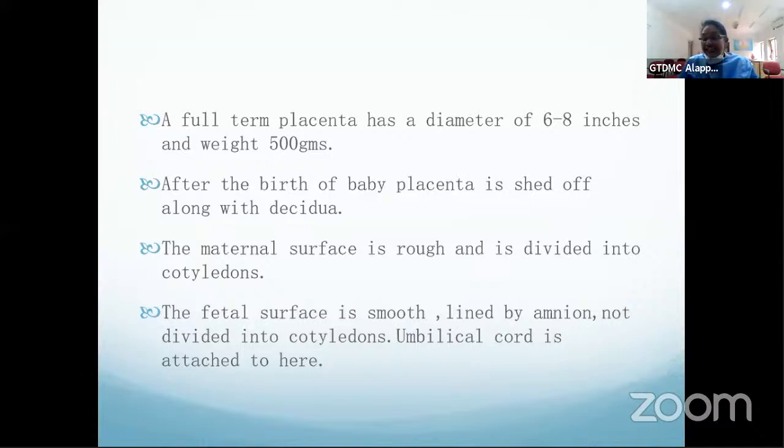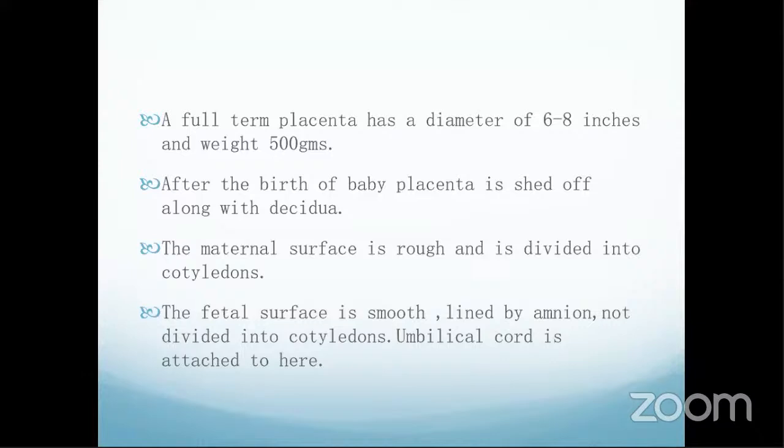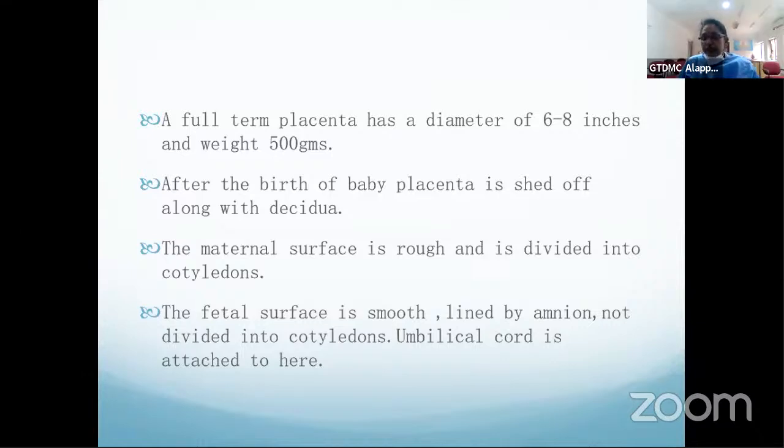Otherwise, there is a 20% chance of it growing into a malignant disease. That is post-molar trophoblastic disease. That is choriocarcinoma, invasive mole, and placental site trophoblastic tumor. That is the importance of following up this patient.